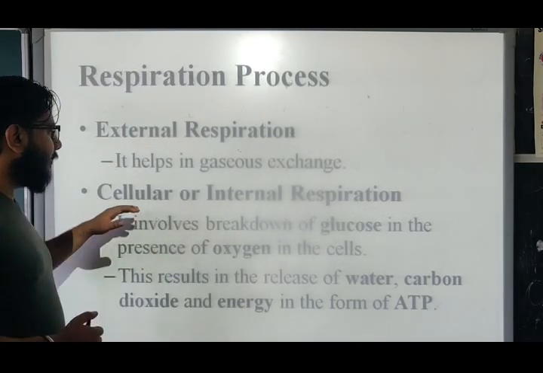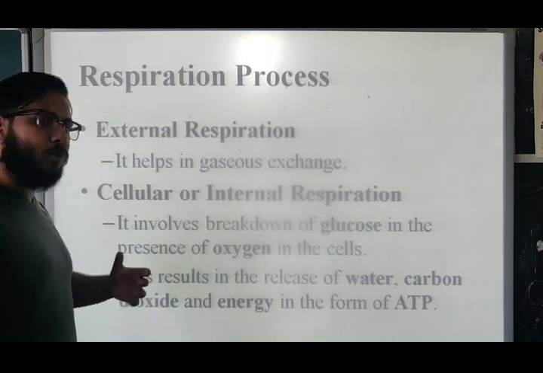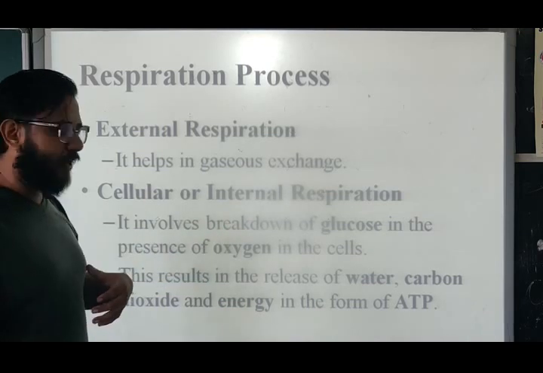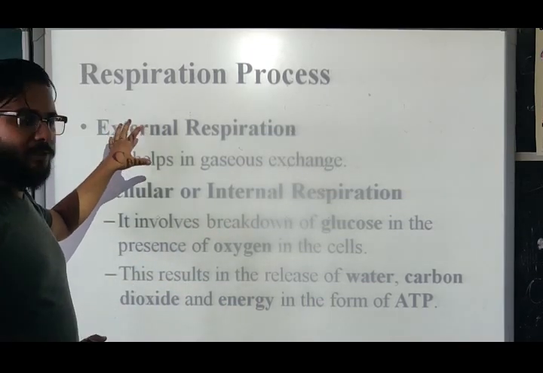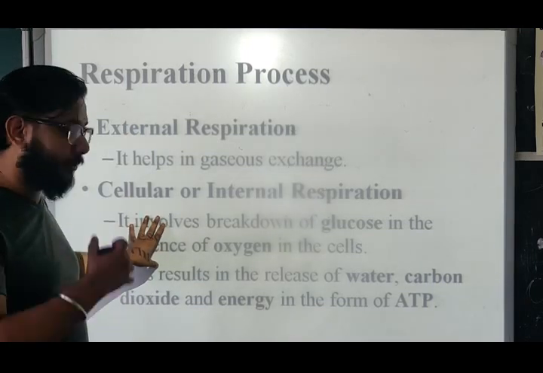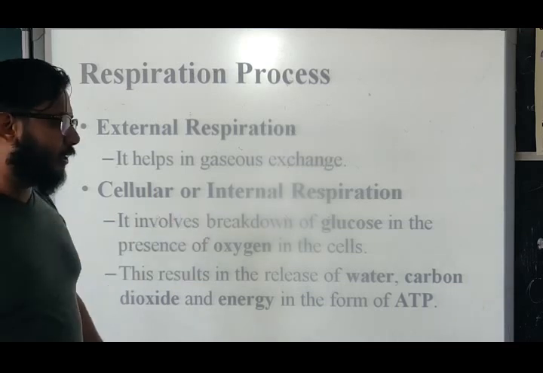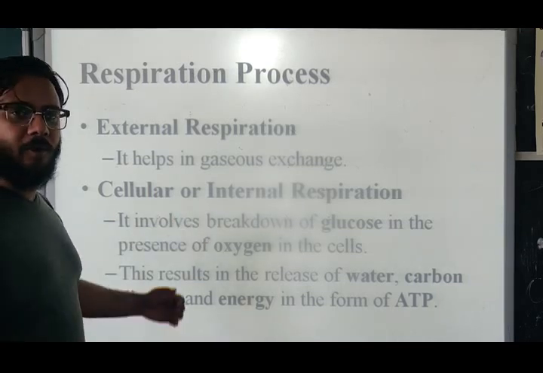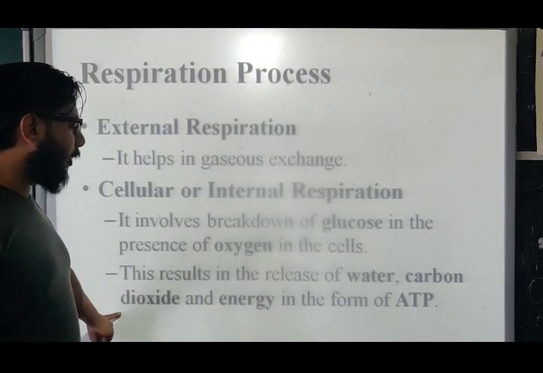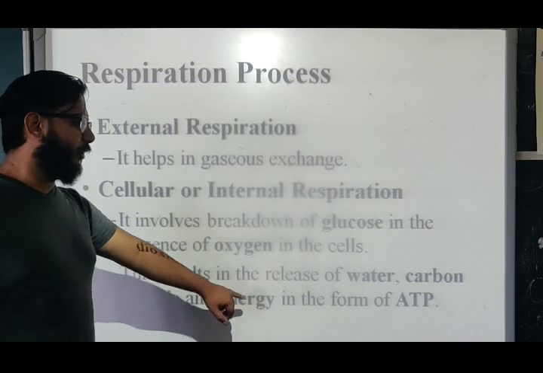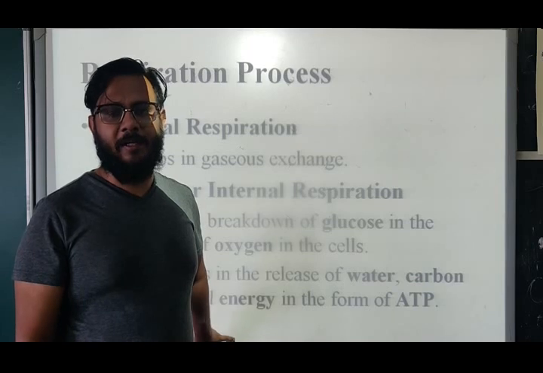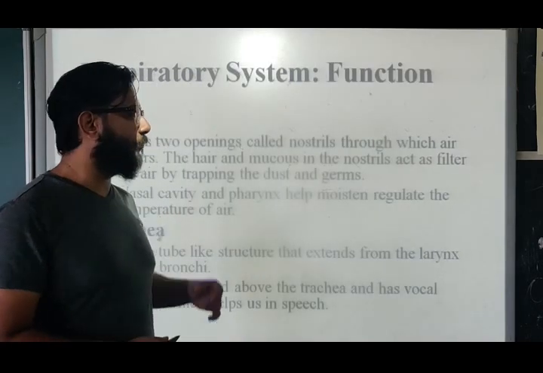Okay? The cellular or internal respiration is what happens inside the body, where the oxygen that we have taken in during the external respiration process goes inside, and in the presence of oxygen, the glucose is broken down for energy. It results in the release of water, carbon dioxide and energy in the form of ATP. And we have already discussed what ATP is in the previous chapter.